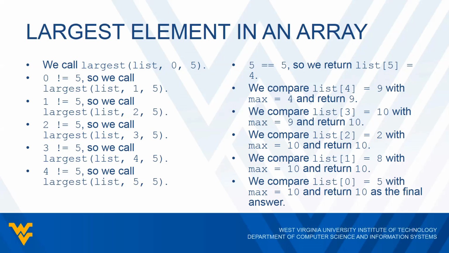And then we're going to go back to our original call where we're trying to find the largest from 0 to 5. So we're going to compare list 0 with our max. List 0 is 5 and our max is 10. So since 10 is larger, we're going to return 10, and that is going to be the final answer, the largest element of our entire list.